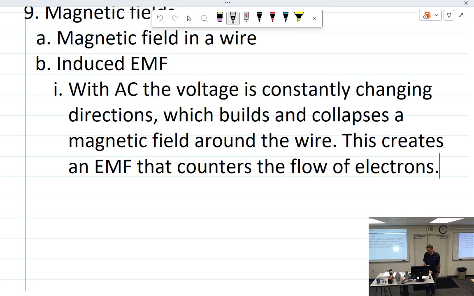Say it loud, because that was great. Electricity creates electricity that opposes the electricity that it created. Yes.